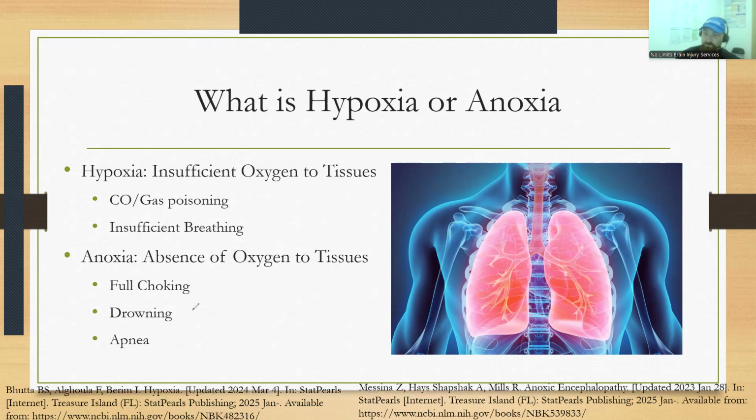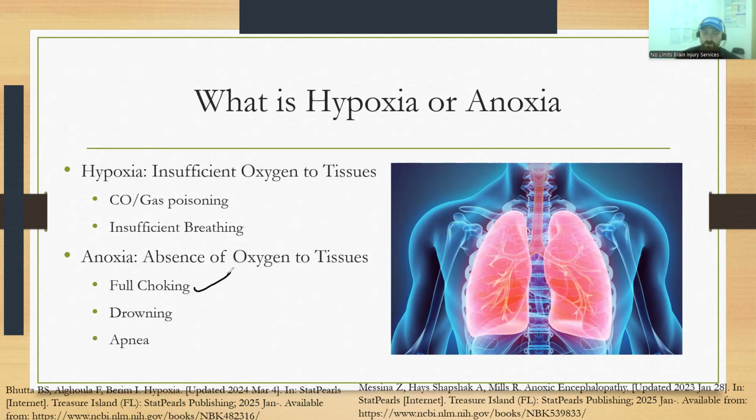Now, each of these examples could be taken as both hypoxic or anoxic, depending on the situation. But hypoxic usually, okay, so if you're in carbon monoxide or there's gas poisoning, there's probably some oxygen in the air. Maybe there's insufficient breathing. Maybe you're not getting enough airflow through the lungs. That could lead to hypoxia.